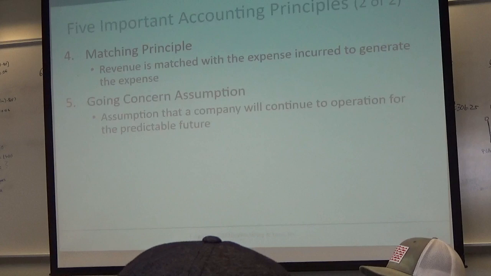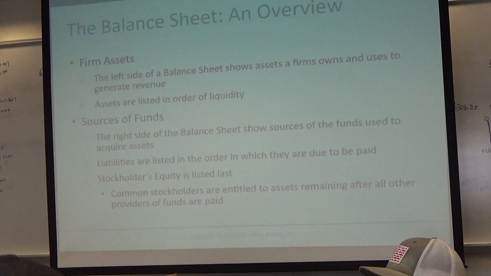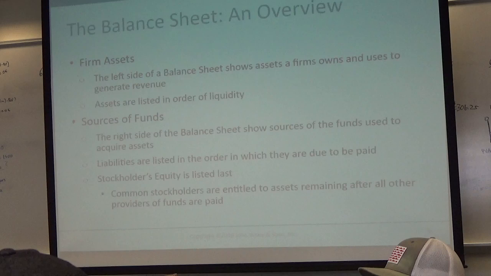To review what the balance sheet is, you have your firm's assets, which is the left side of the balance sheet. It shows the assets a firm owns and uses to generate revenue, and the assets are listed in order of liquidity. Then the sources of funds on the right side of the balance sheet show what was used to acquire assets. Liabilities are listed in the order in which they are due to be paid.